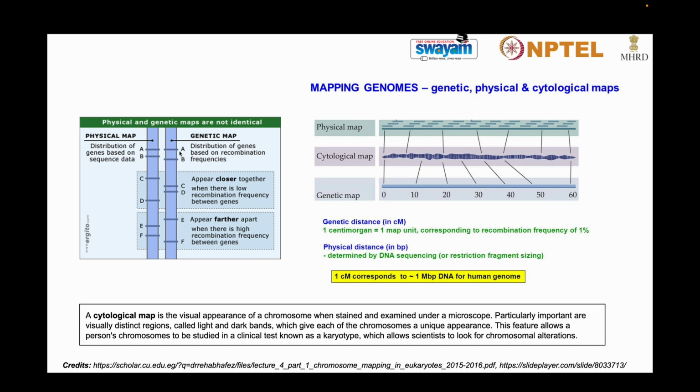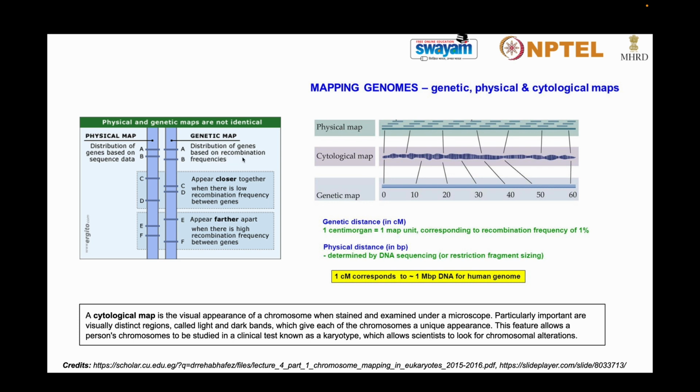So here I have given you the idea about the physical and genetic map. If you see, this is the distribution of genes based on the sequence data. It is a physical map, whereas the genetic map gives you a rough idea. You can see that in the physical and genetic map, the order in which the genes are placed is exactly the same, but the distance varies.